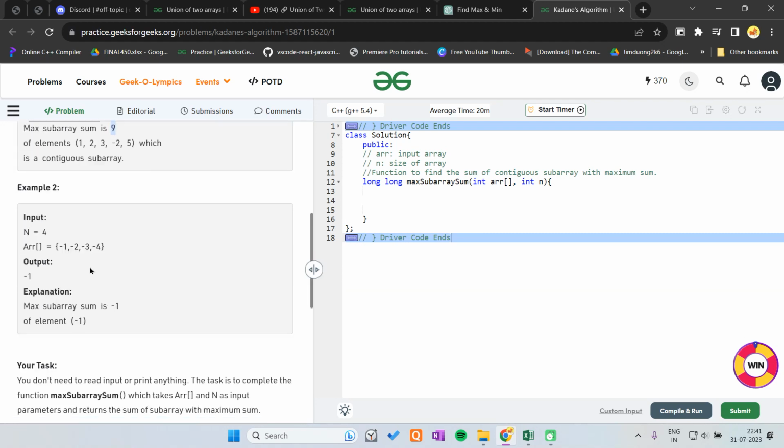This is the answer. Like if we take this example, the sums are minus 1, minus 3, minus 6 and minus 10. What is the maximum? Minus 1. So we write minus 1.